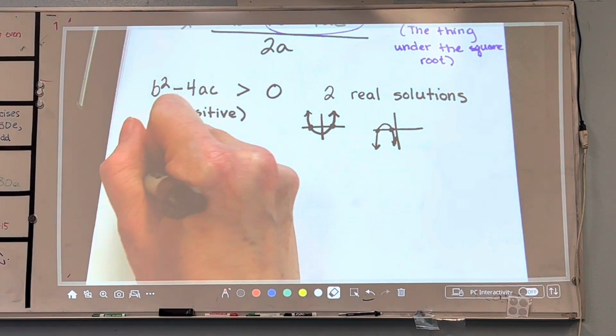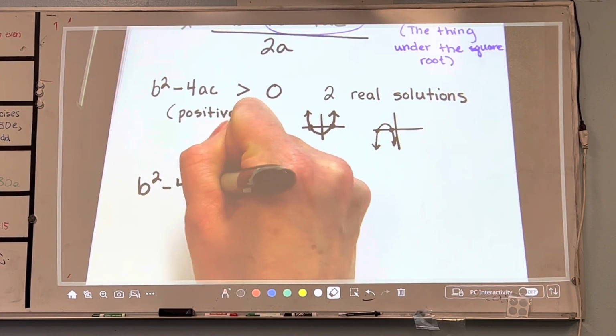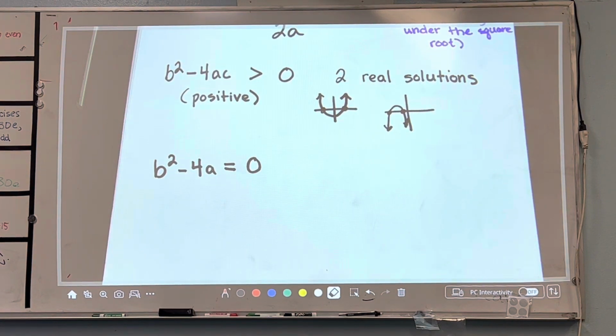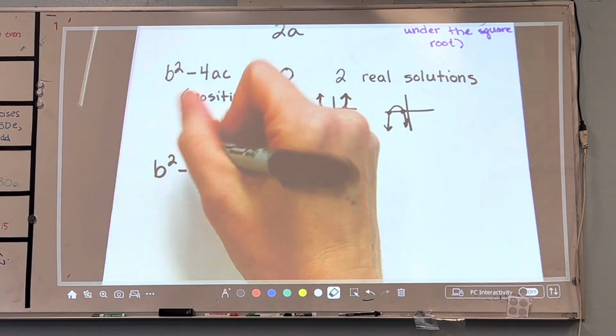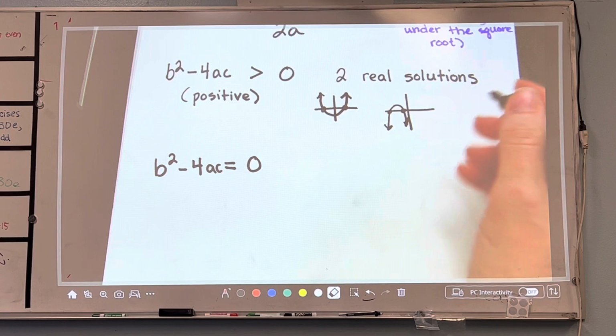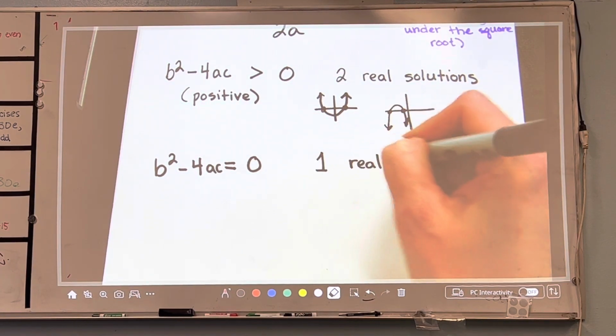If b squared minus 4ac equals 0, then we did an example like this yesterday. If it equals 0, then you have one real solution.